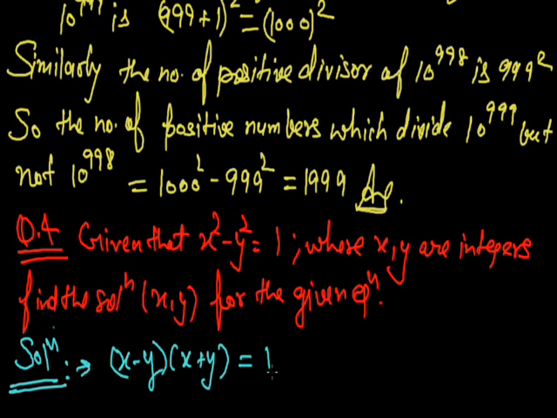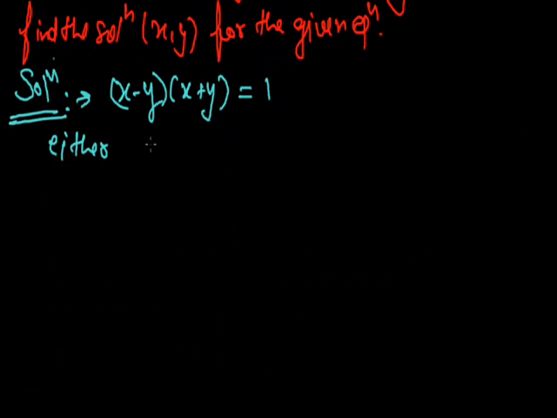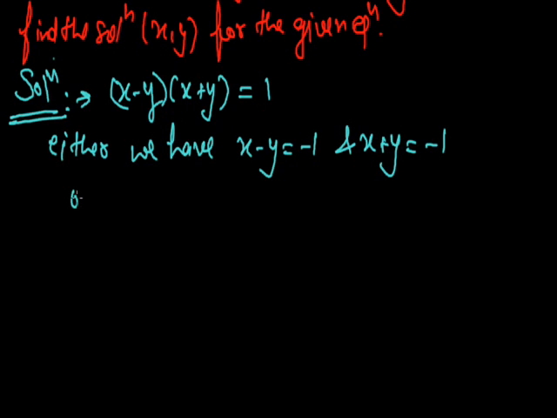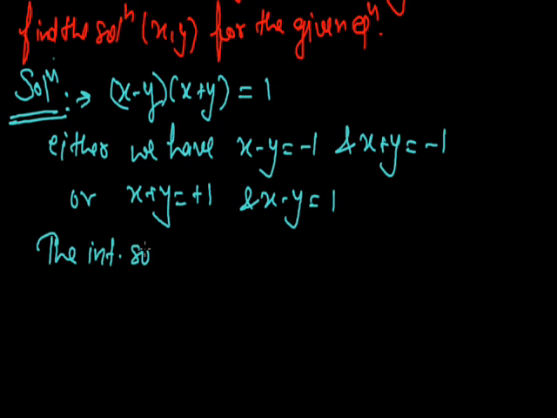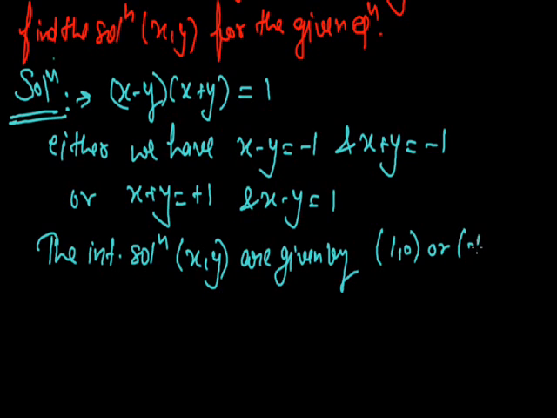Now it is equal to 1, and we also know that x minus y and x plus y will both be negative or both positive integers. So either we have x minus y is equal to minus 1 and x plus y is equal to minus 1, or x plus y is equal to 1 and x minus y is equal to 1. The integer solutions x comma y are given by 1 comma 0 or minus 1 comma 0.